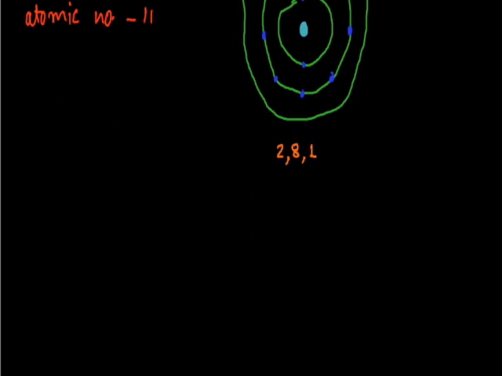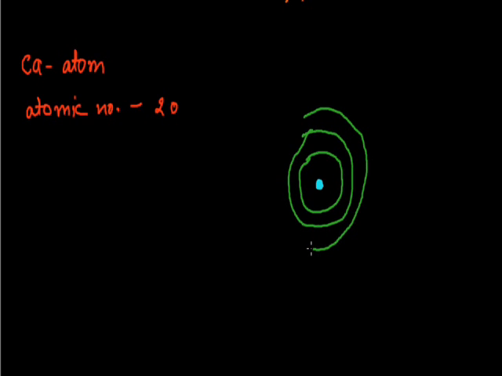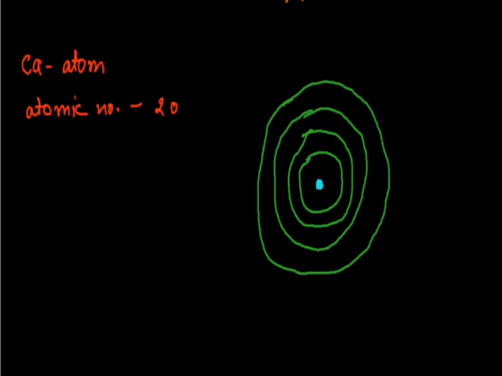Now if you want to draw the pictorial diagram for the calcium atom, first of all find out the atomic number of calcium, that is 20. Now the nucleus, and around the nucleus there are some energy levels, K, L and M. Now we fill the electrons. You know in the K shell there are a maximum of 2 electrons. In the L shell there are a maximum of 8 electrons.